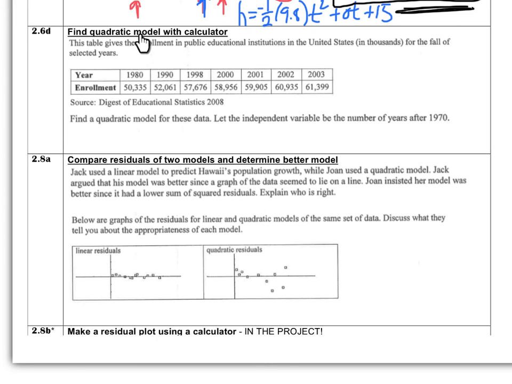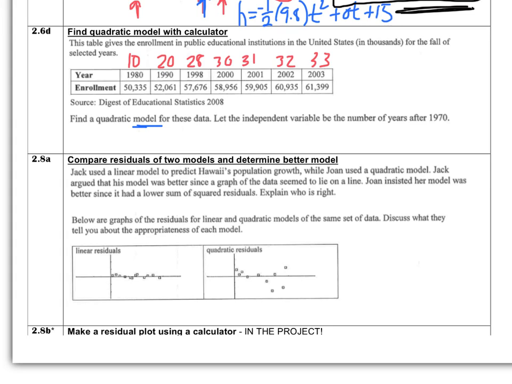2.6d wants us to find a quadratic model with a calculator. So again, we're back to our public education enrollment numbers by year, and they want us to find the quadratic model for this. Again, x is the independent variable, the number of years after 1970. So remember, what we're going to have to do is change the years to after 1970, so 10, 20, and so forth. For a quadratic model, when they want you to find a model, that just means use the calculator.